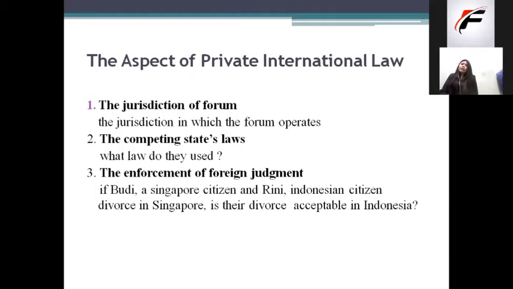It is like when there is a problem with A country and B country transaction, if we solve the problem with A country law, it is valid under B country law. The example is like if Budi, a Singapore citizen, and Rini, an Indonesian citizen, divorced in Singapore, is their divorce acceptable in Indonesia? It's like that.